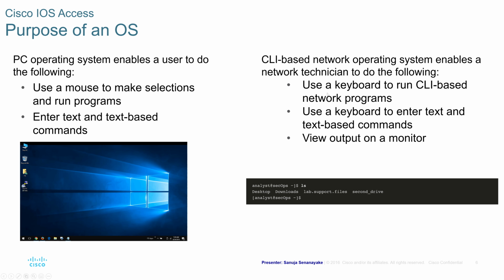The CLI that we use on Cisco devices uses a keyboard to run the CLI-based network programs, uses a keyboard to enter text and text-based commands, and views output on a monitor. And a typical CLI looks just like this. This is shown on the right-hand side. And the GUI, most of you are familiar with what it looks like on the left-hand side.